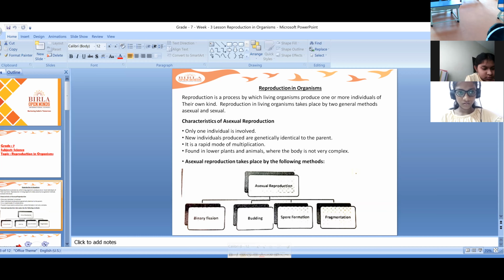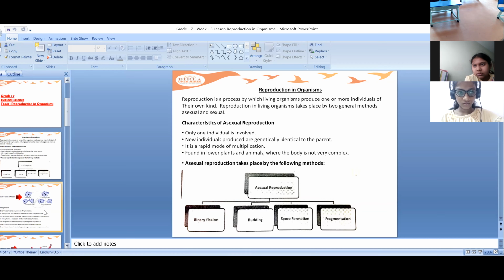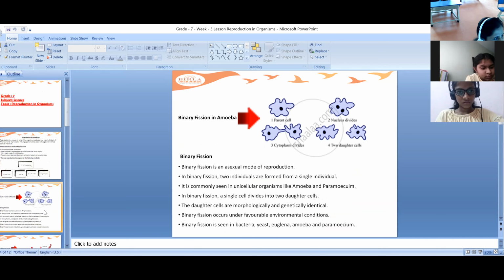As an example of asexual reproduction, I'll just show you. You can see the amoeba, binary fission in amoeba. If you see, identical individuals are being produced. They are identical, isn't it? The daughter cells are identical to the parent cell. The two cells produced from the parent cell are identical to the parent cell.